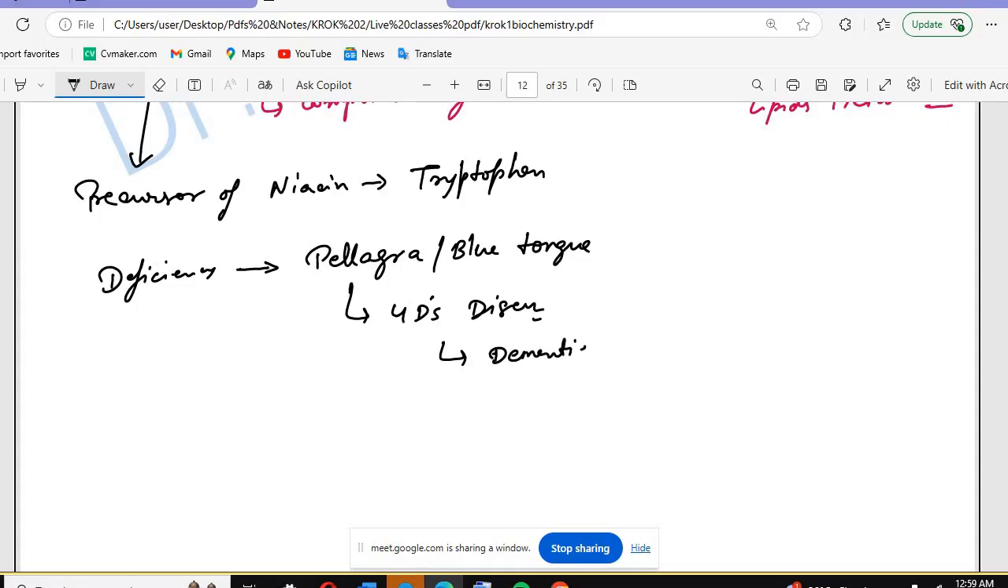Dementia, diarrhea, dermatitis, and death.